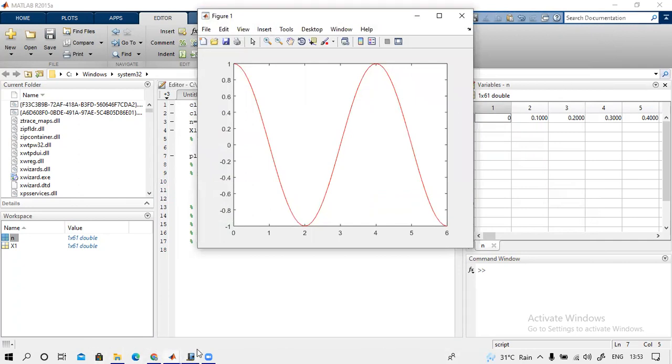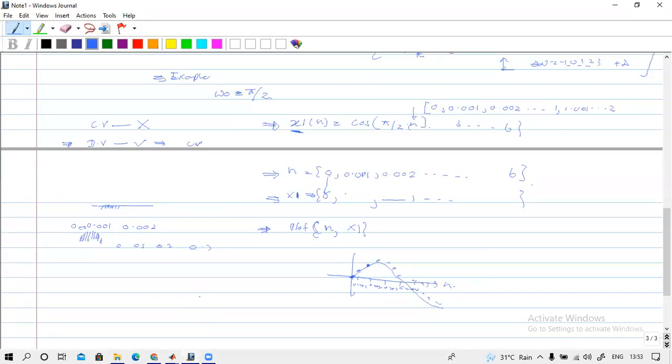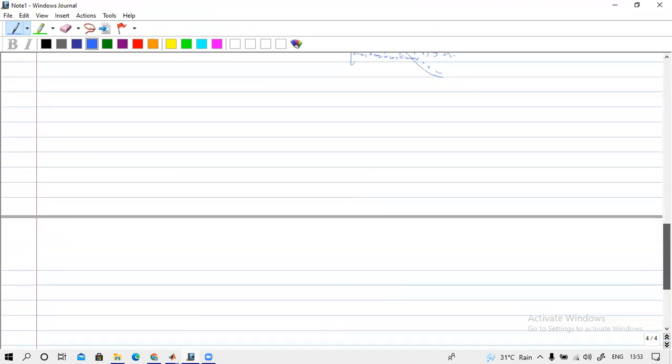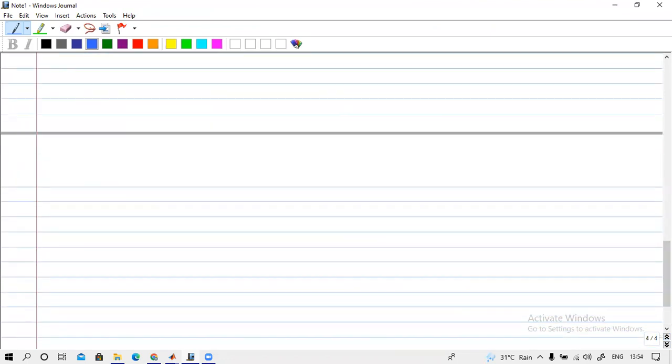So I think you can understand. Now we get omega naught as 5/2. So we have plotted the 5/2 signal. Now we draw the continuous signal.